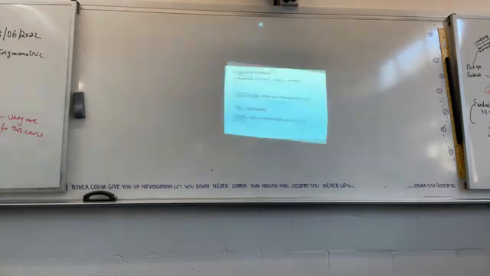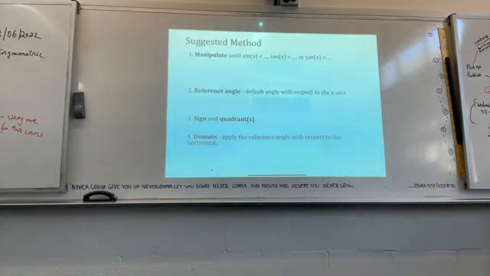So, suggested method is always, you manipulate until you have got sine x equals to something, cos x equals to something, or tan x equals to something. I've shown you the first step. And then reference angle, pi over 3, because it is given in radians. Think about the sine and quadrant, negative, third and fourth quadrant. I always like to sketch it, because I know that sine is negative, therefore I know it's third and fourth quadrant.